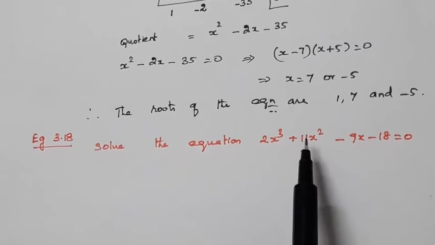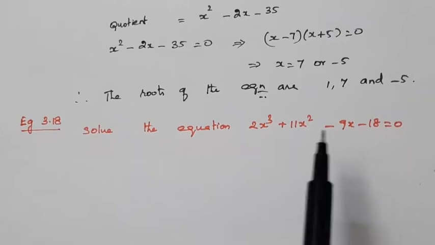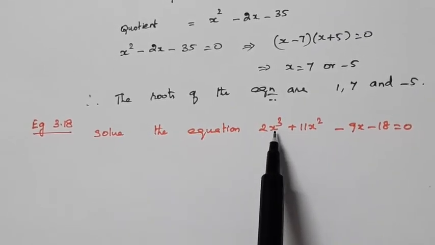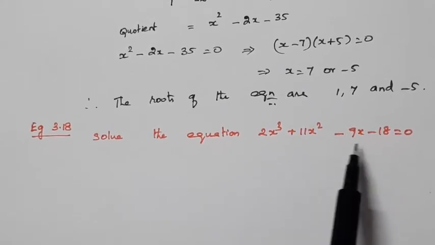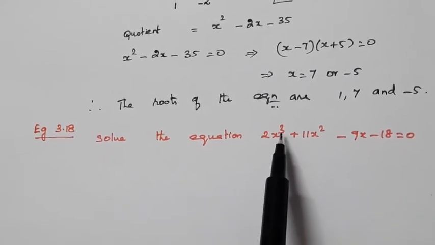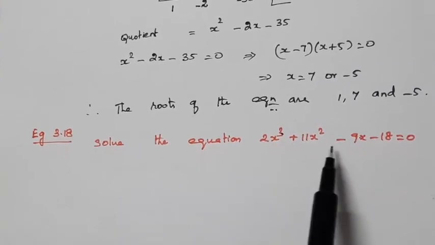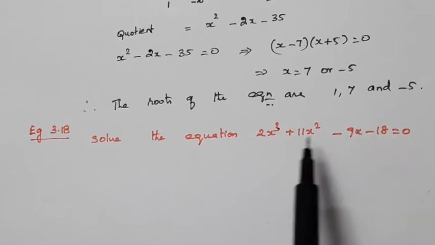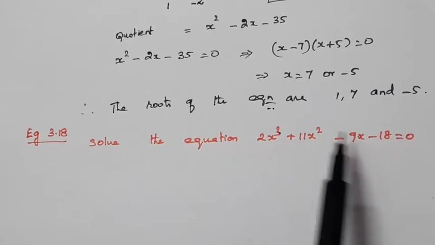So if it is a cubic equation, first let us check whether the sum of the coefficients is 0. If not, you have to use the other technique, that is, the sum of the coefficients of even power and the sum of the coefficients of odd power are equal. So let us check whether they are equal. Here the odd powers are x cube and x, and the coefficients are 2 and minus 9, and its sum is minus 7. And for even power, x square and the constant term, 11 minus 18 is minus 7. So they are equal. So you have to use that other technique.